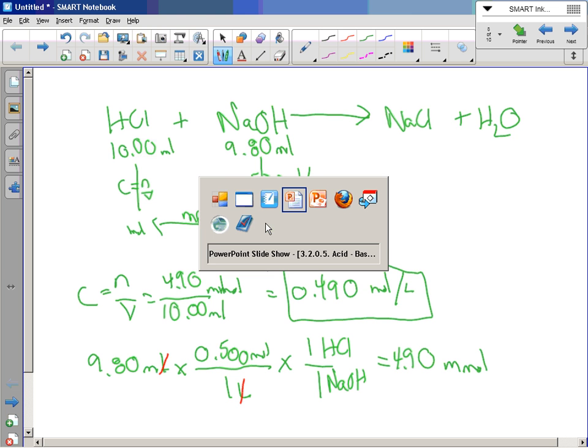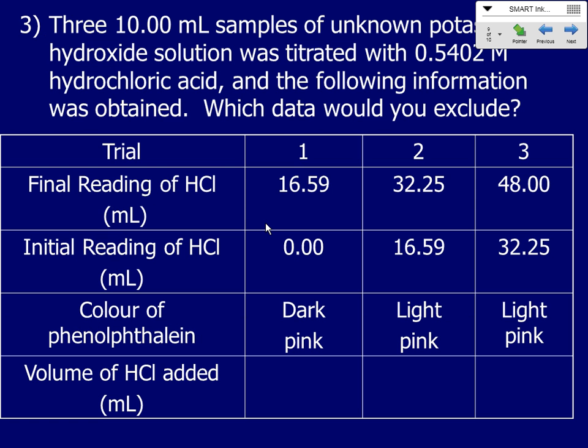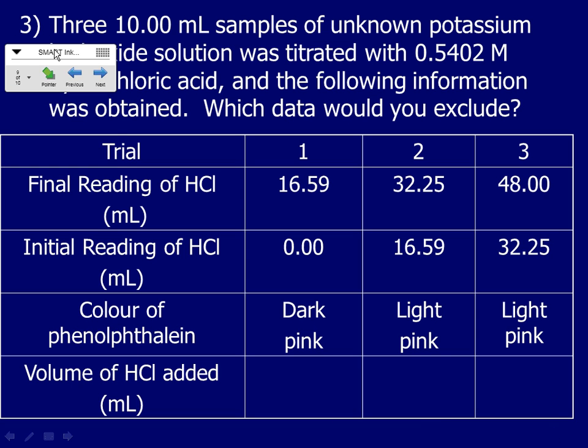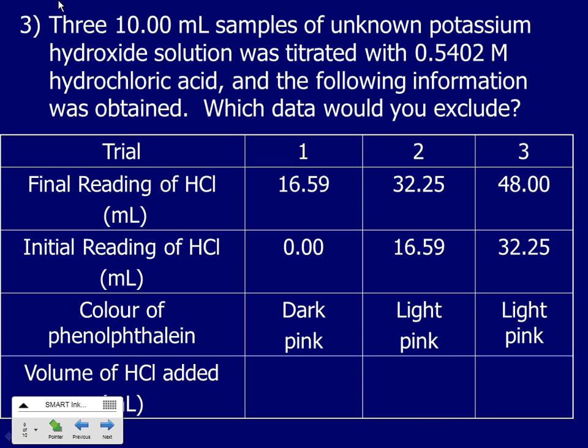Okay. Let's do another example here. I'm going to jump ahead to the last example here. This again is very much like what we did just moments ago. So what I'm asking to do, I'm trying to just get this thing out of the way. Let's complete our table. So somebody did a titration, 0 down to 16.59, volume of HCl added. Well, that's an easy calculation, 16.59.